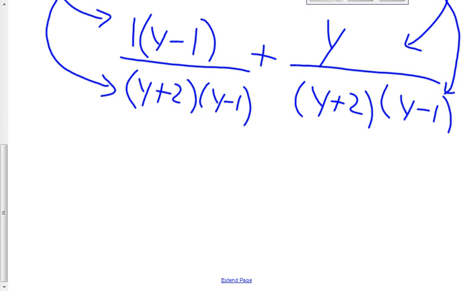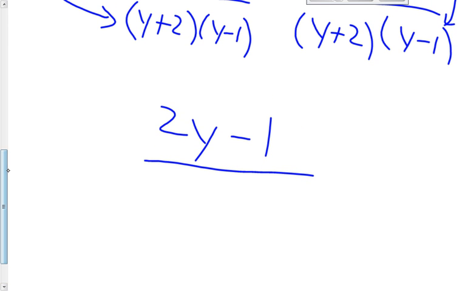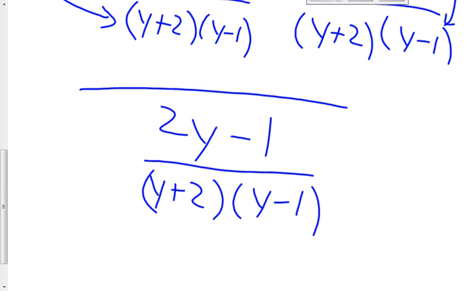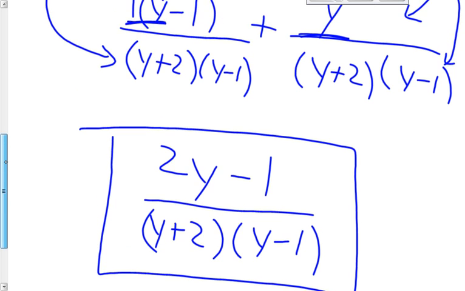So our correct answer on this one is when we have 1 times y is y, and 1 times negative 1 is a negative 1. We have 1y plus a y, giving us 2y. 2y minus 1 all over our common denominator of y plus 2 times y minus 1. And that's as far as we can go for problem number 5.